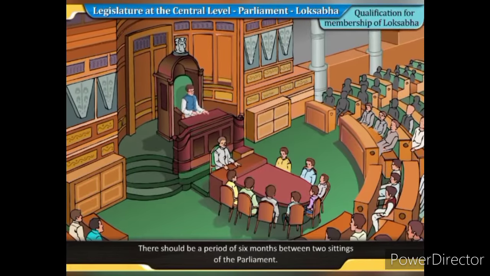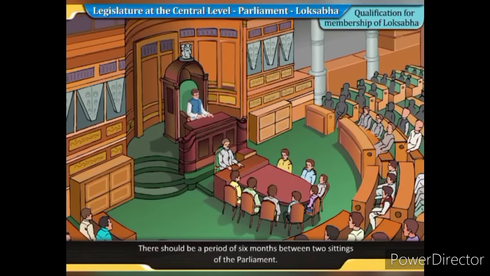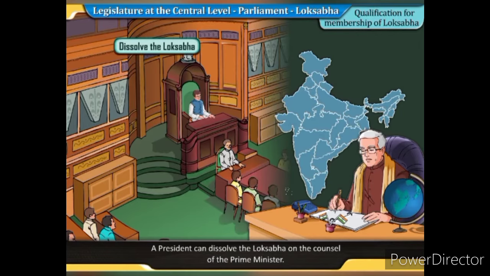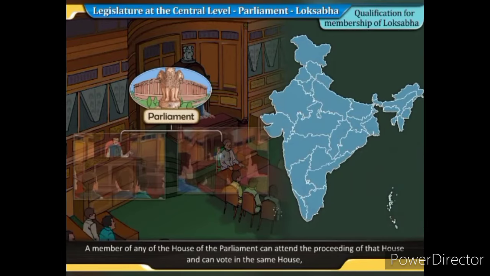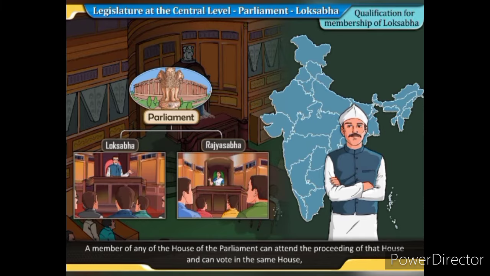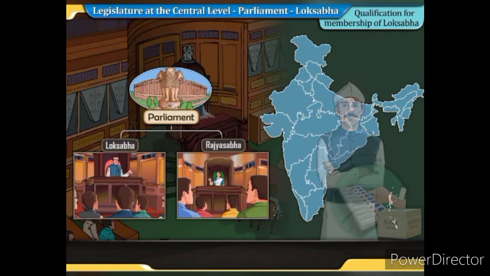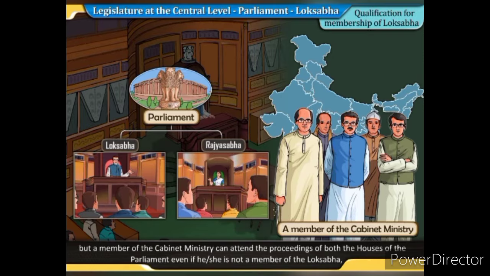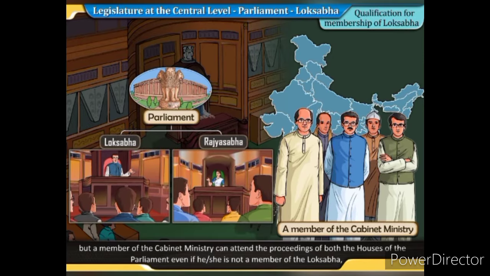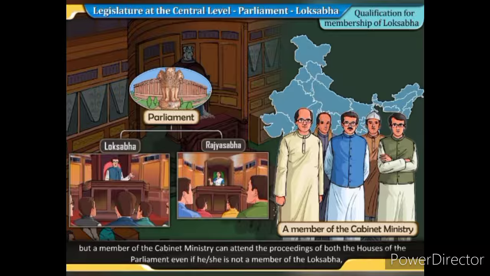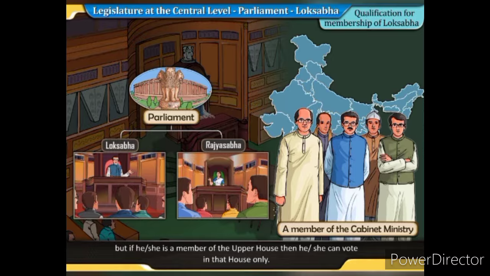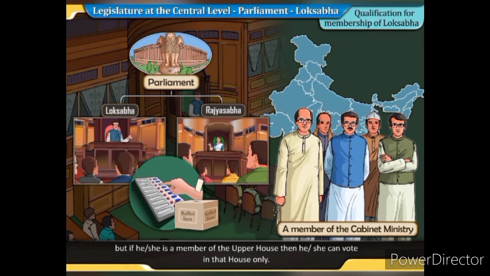There should be a period of 6 months between 2 sittings of the Parliament. The President can dissolve the Lok Sabha on the counsel of the Prime Minister. A member of either House of the Parliament can attend the proceedings of that House and can vote in the same House, but a member of the Cabinet Ministry can attend the proceedings of both the Houses of the Parliament, even if he or she is not a member of the Lok Sabha. If he or she is a member of the upper house, then he or she can vote in that house only.